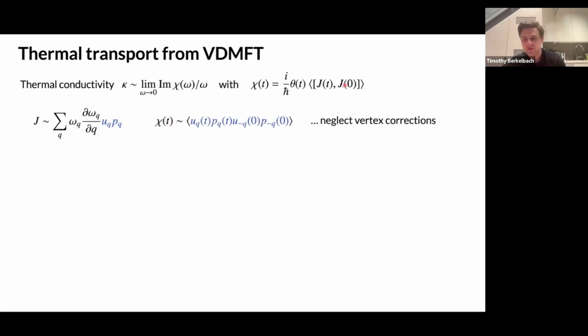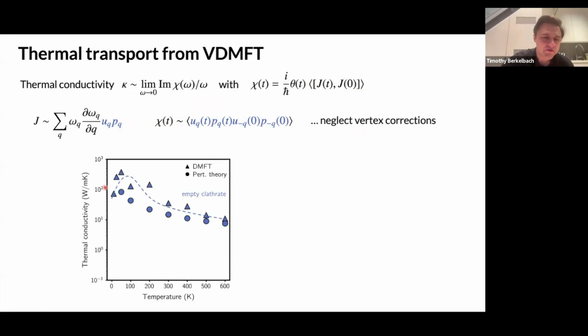And so now if I want to calculate the current correlation function, I would have to do correlation functions that are like displacement, momentum. And within DMFT, as I've described it to you, we don't get access to two particle type correlation functions like that one. So we do the standard thing and we neglect vertex corrections for this response function.